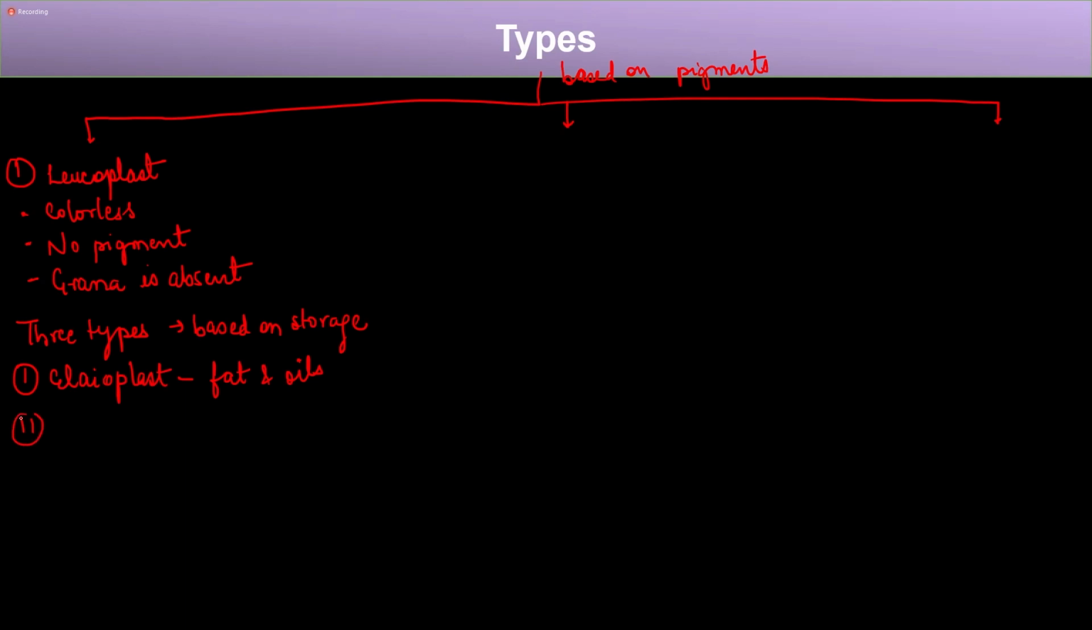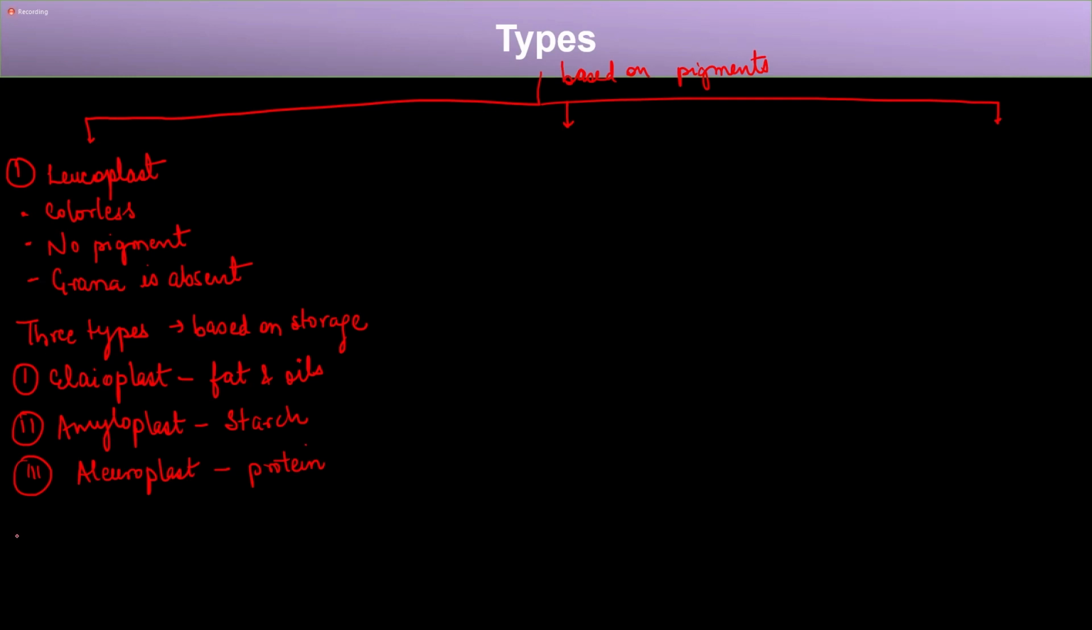The second type of leucoplast is amyloplast, which stores starch. And the third type is aleuroplast, which stores protein. So, based on what the leucoplast is storing, it is of three types: helioplast, amyloplast, and aleuroplast.